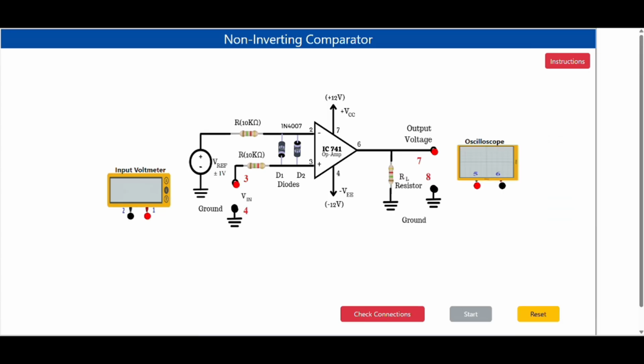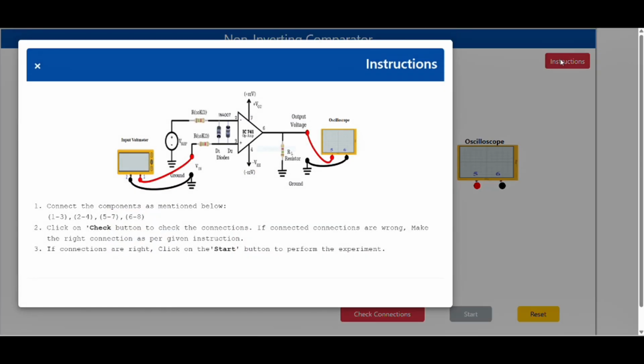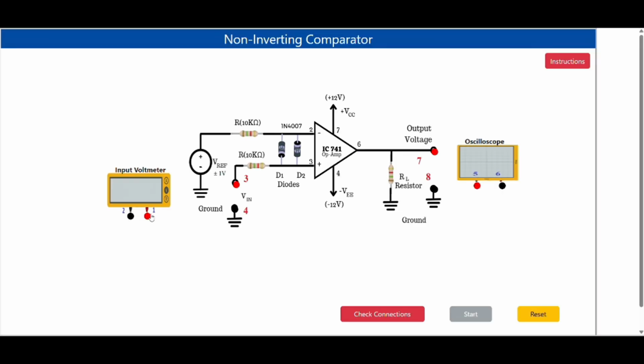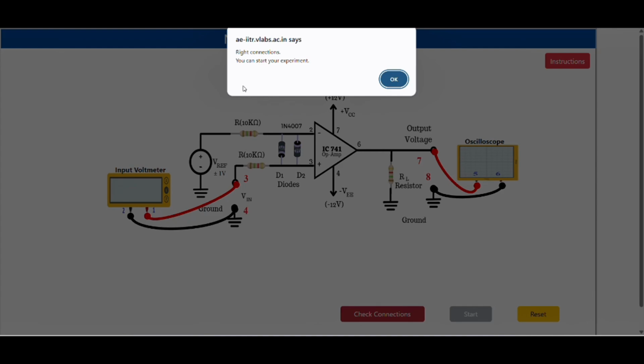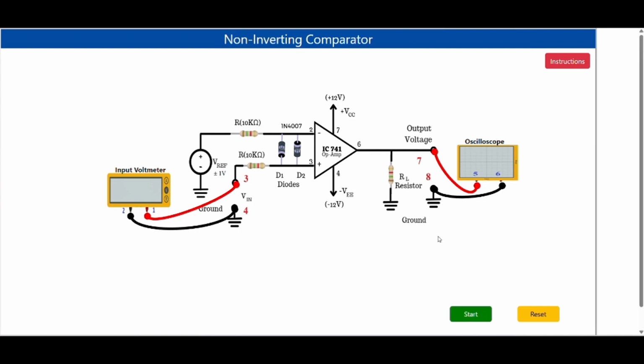This is the circuit diagram of the non-inverting comparator. As per the instructions, we are going to connect the wires. It gives us 1 to 3, 2 to 4, 5 to 7 and 6 to 8. First we connect 1 to 3 and 2 to 4, then 5 to 7 and then 6 to ground. Next we check the connections, and it says the connections are right. So you can start your experiment, click OK and then press the start button to generate the graph.